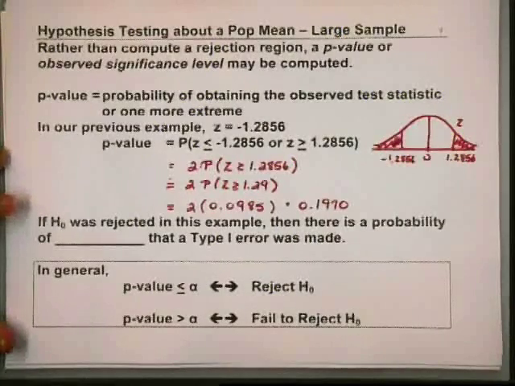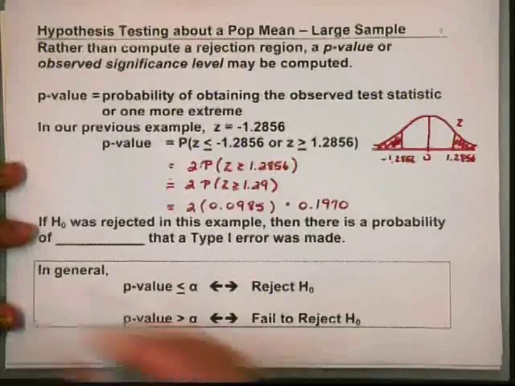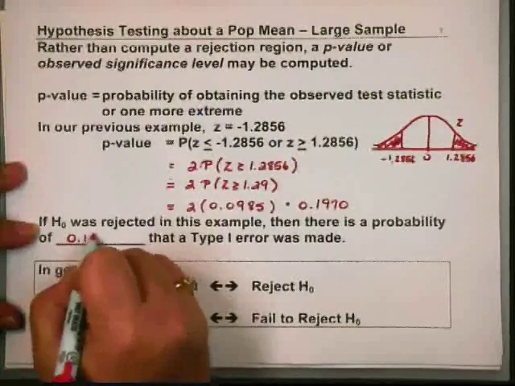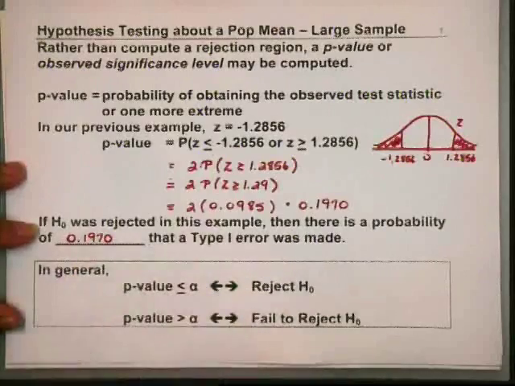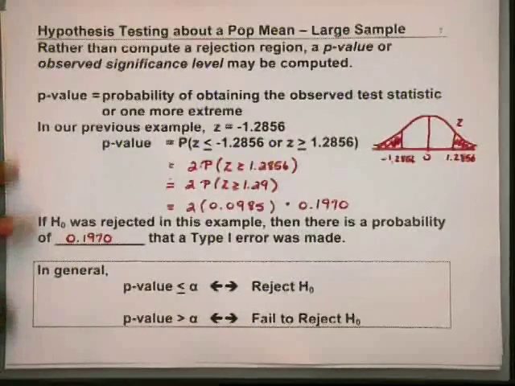So if the null hypothesis was rejected in this example, there is a probability of 0.1970 that a type 1 error was made. What alpha is, is we're allowing ourselves a probability of 0.1 in this particular situation. Okay, we're allowing that we're going to falsely reject the null hypothesis 10% of the time. And that's why alpha is kept small.